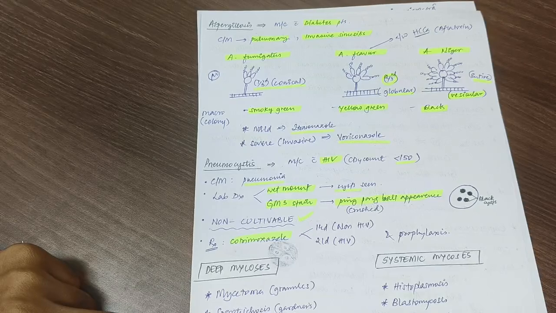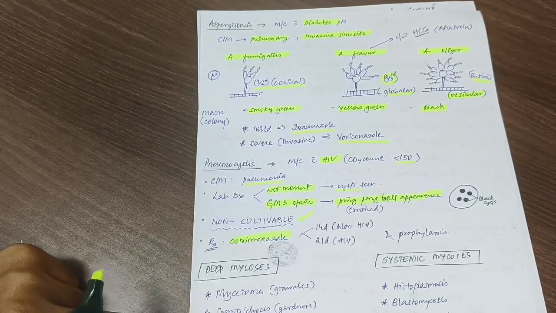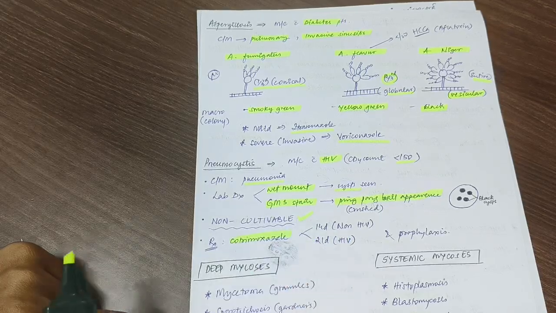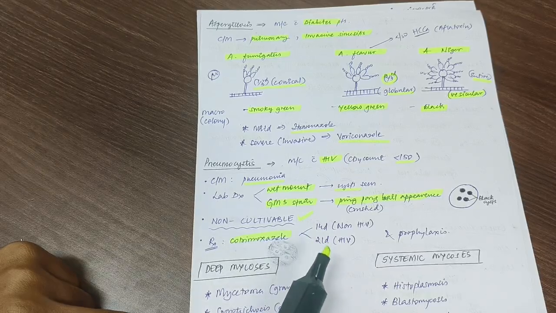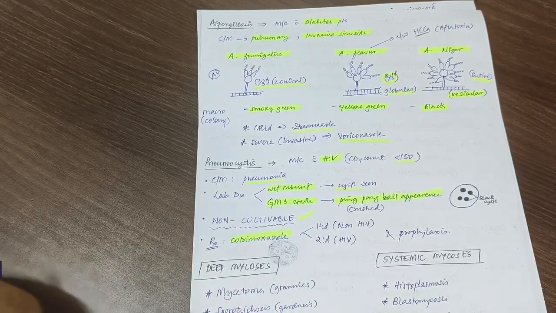Treatment is cotrimoxazole. If it is associated with HIV, you are going to give it as a 21-day regimen. If it is not associated, it is 14 days. Remember all these days. If you remember, write them, or else just leave it. Just write the treatment, cotrimoxazole.